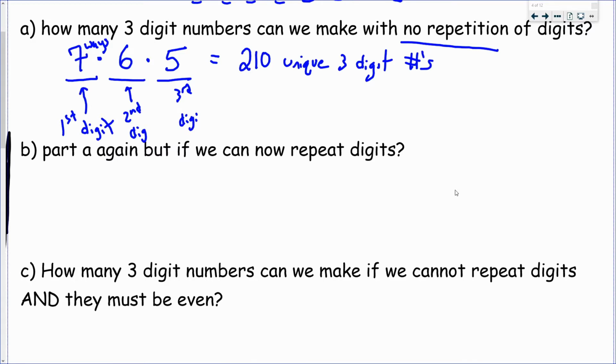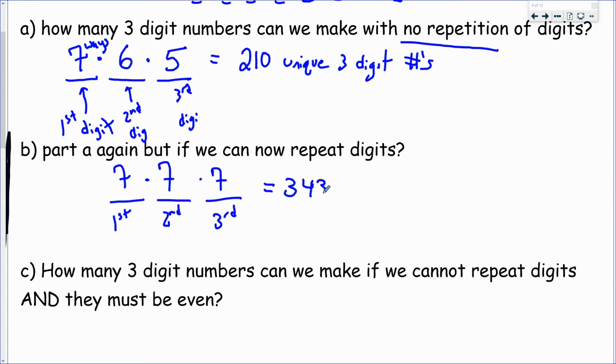So it's the same as part A, but now we can repeat digits. Well, if we can repeat digits, here's my 3-digit number. My first digit, I have 7 options. For my second digit, I still have 7 options, because I'm allowed to repeat numbers. And then for my third digit, I have 7 options. So 7 times 7 times 7 is 343 ways.